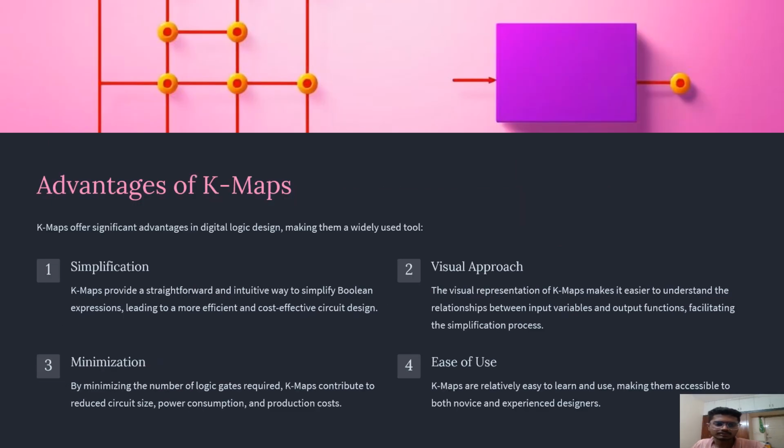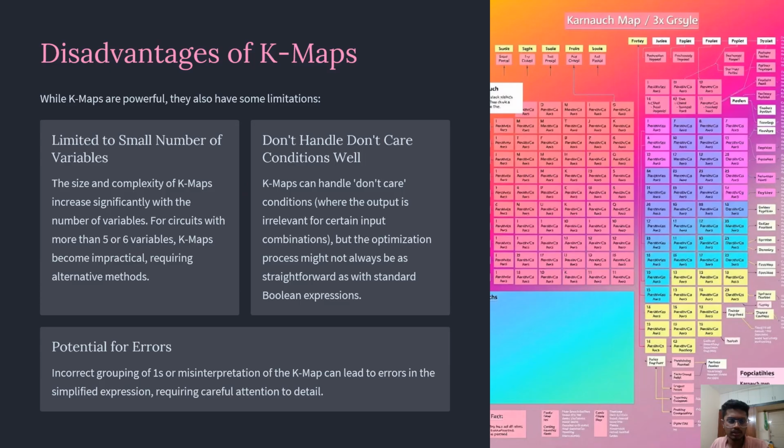Advantages of K-maps: simplification, visual approach, minimization, and easy to use. Disadvantages of K-maps: they are limited to a small number of variables, don't handle don't care conditions well, and have potential for errors.